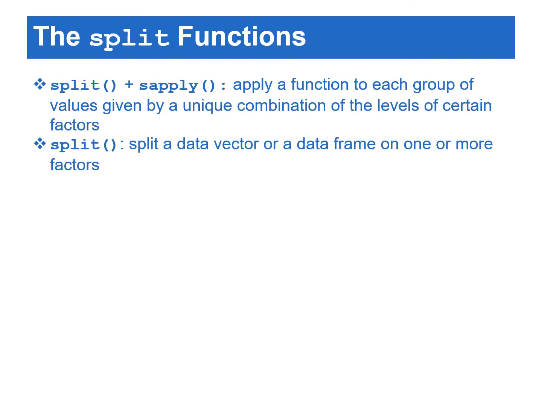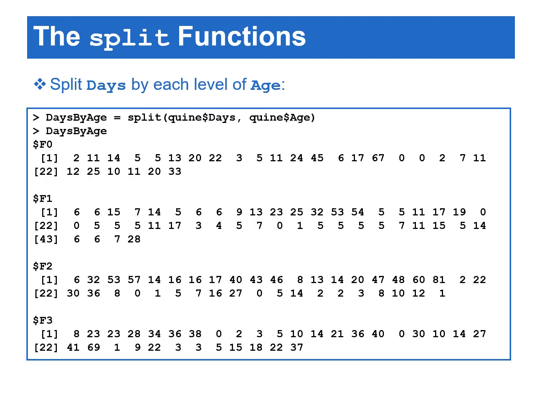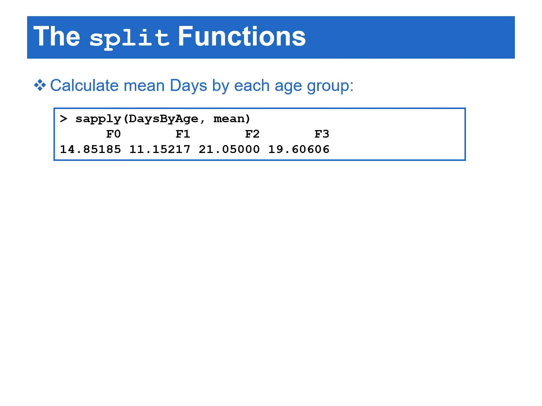Instead of using the tapply function to perform the calculation, we can use split and the sapply function to obtain the same result. The split function splits a vector, or a data frame, based on one or more factors into a list. For example, we can split the days variable, based on each level of the age variable. If the object being split is a vector, the result will be a list of vectors. Once we split days by age group, and store the result in a list, we can use the sapply function to calculate the average days for each age group.